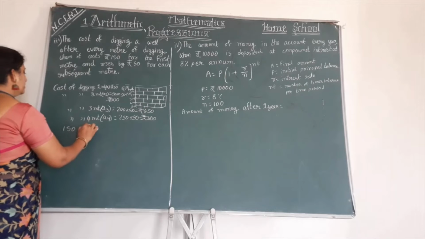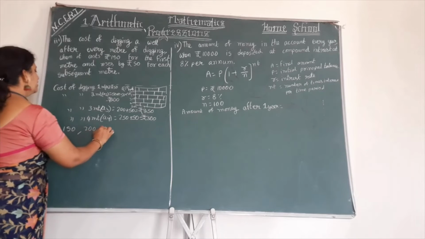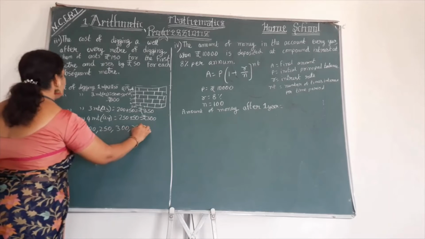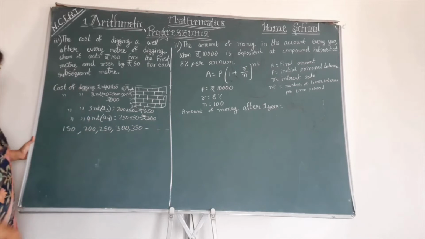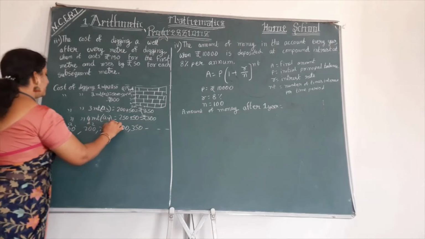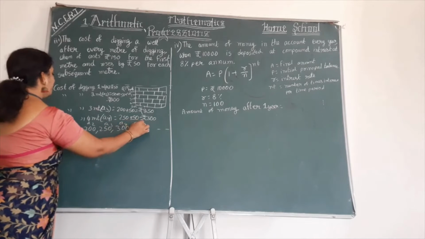150, 200, 250, 300, 350, so on. Okay children, have a look here. Again we write it here. A1, A2, A3, A4, A5.